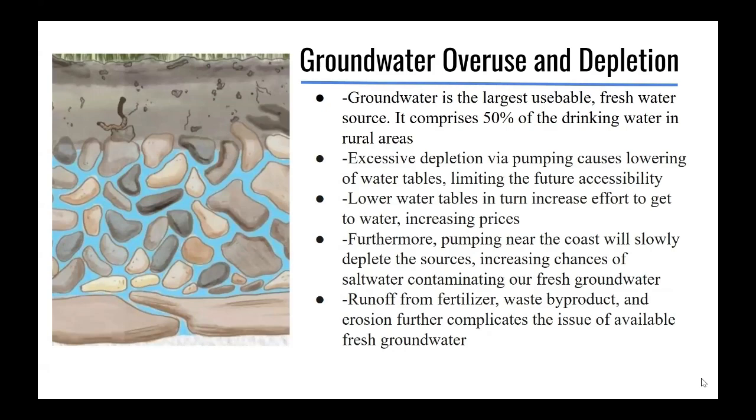Now, groundwater overuse and depletion go hand in hand with snowpack, because the snowpack will melt, come down, and become groundwater or flow into streams and other sources of water. Groundwater is the largest usable fresh source of water, and it comprises 50% of the drinking water in rural areas, because usually you can't get it from a spring or a mountaintop, or might not have direct access to the snowpack. So that's where groundwater is really essential.